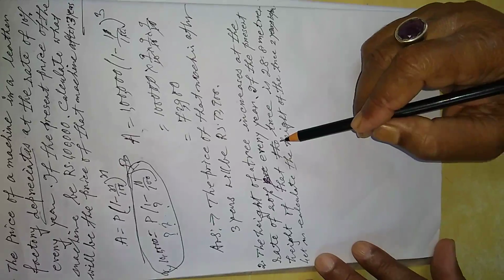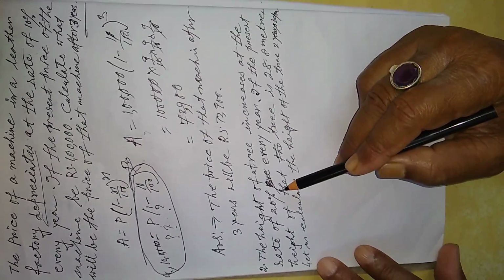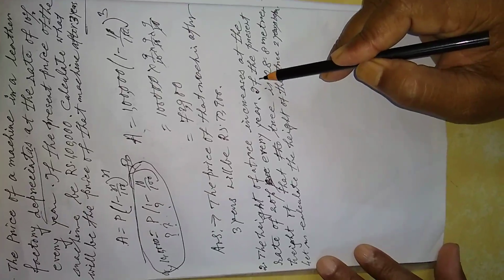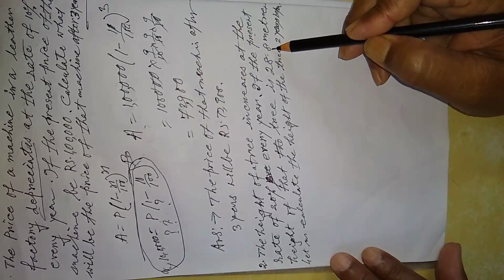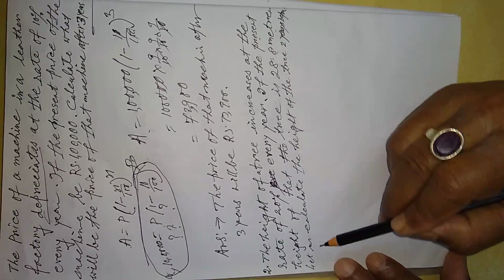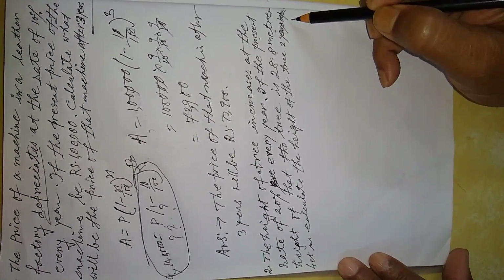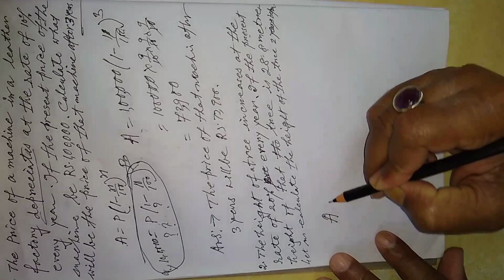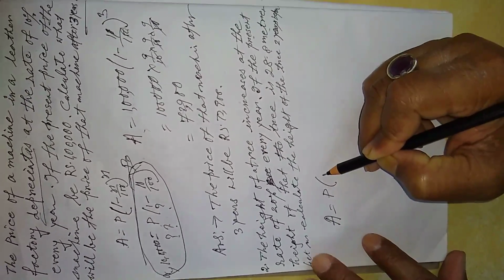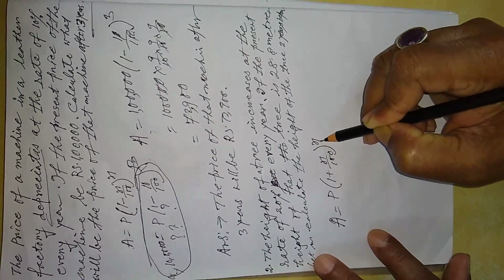If the height of a tree is 100 meters, after 1 year it will be 120, and so on. If the present height of that tree is 28.8 meters, let us calculate the height of the tree 2 years before. So you have to write the formula in the same way: Amount equals P into 1 plus R by 100 to the power n.